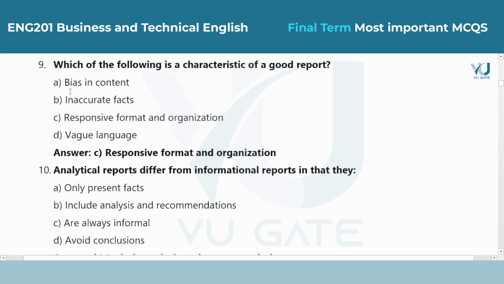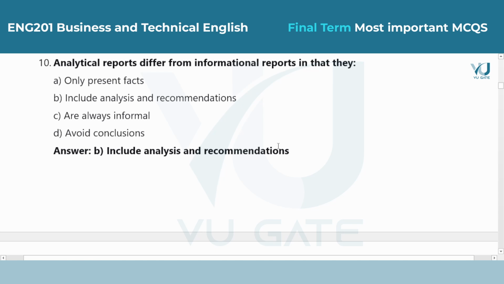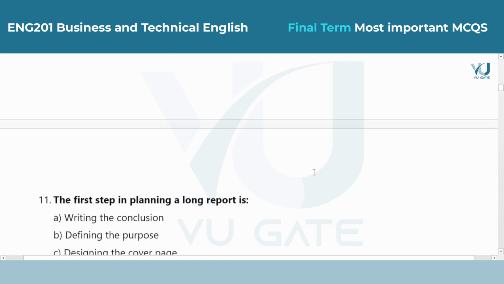9. Question. Which of the following is a characteristic of a good report? Answer. C. Responsive format and organization. Concept. A good report is structured in a way that directly addresses the specific needs and questions of the reader. 10. Question. Analytical reports differ from informational reports in that they, answer, B. Include analysis and recommendations. Concept. While informational reports just provide data, analytical reports interpret that data to suggest a course of action.